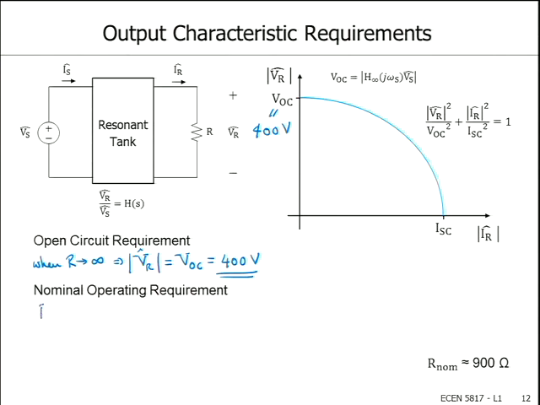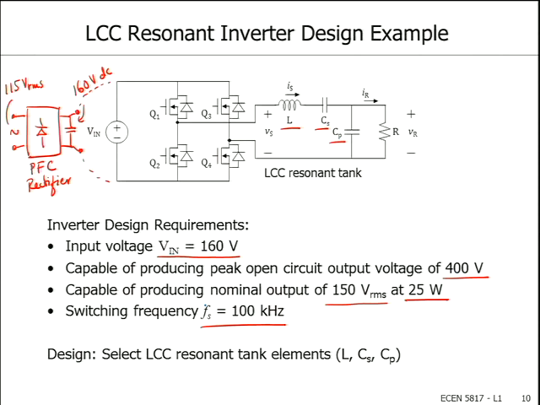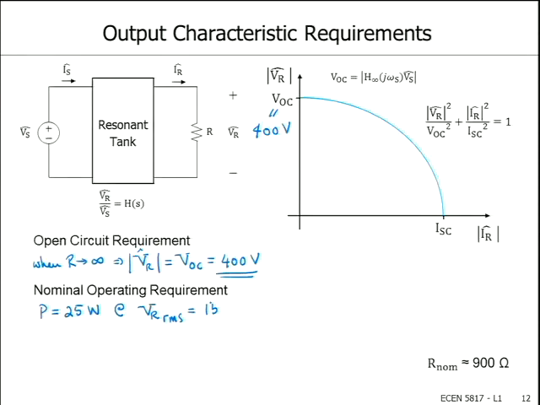So at nominal operating, the power that we deliver out is 25 watts. And that is at an output value VR, and this is now the RMS quantity, VR RMS, that has to equal, remember, 150 volts. Okay, so in terms of peak quantity VR, this translates to 150 times square root of 2, and that is, I believe, 212 volts. I'm going to have to refer to my notes for the actual numeric values, so I'll just keep them handy. That's 212 volts, all right?